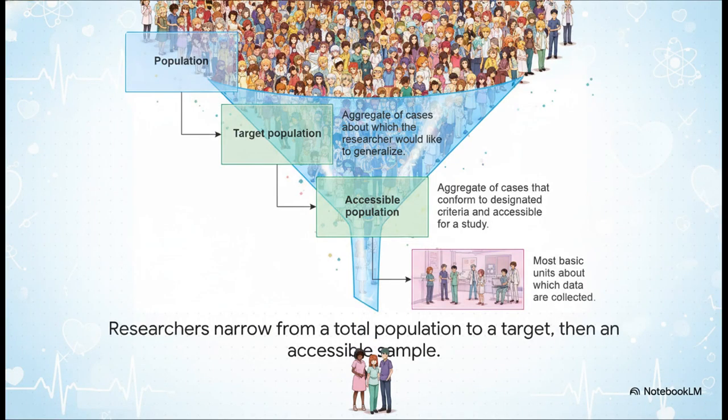At the top, you've got the huge entire population you're interested in, let's say all nurses. Then you narrow it down to a target population, maybe just ICU nurses. Then you narrow it again to the accessible population, the nurses you can actually get in touch with. And only then, from that much smaller reachable group, do you finally pick your sample. This whole funneling process is what makes these huge studies even doable.